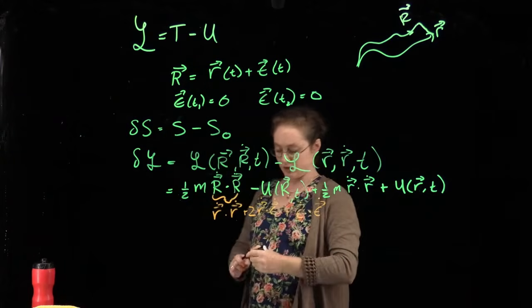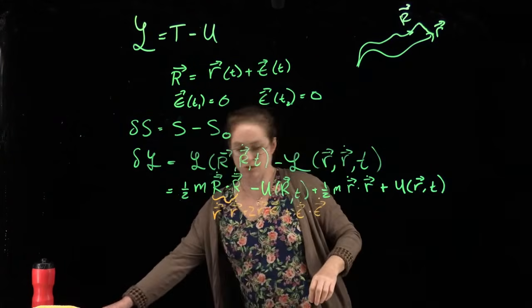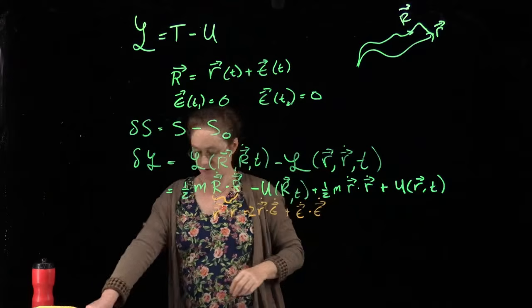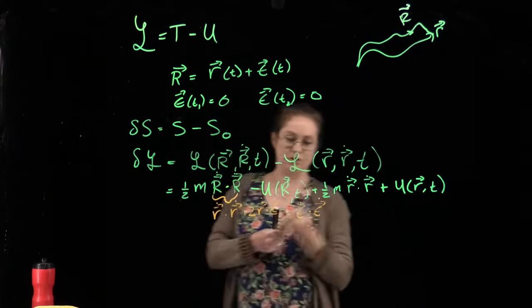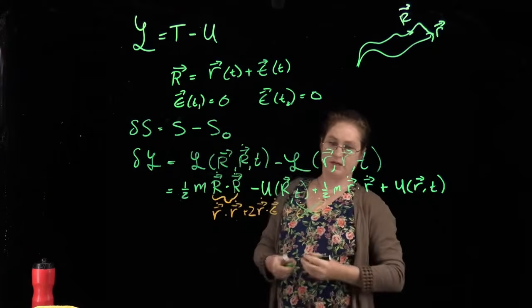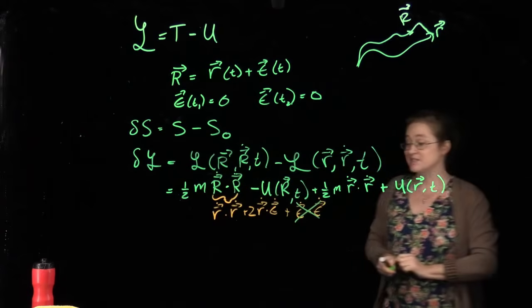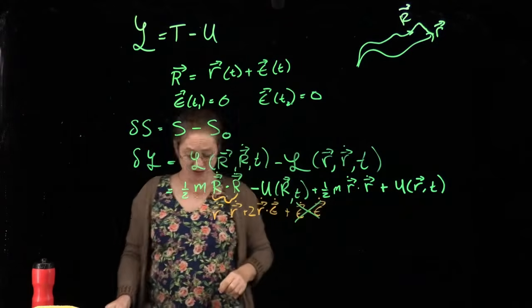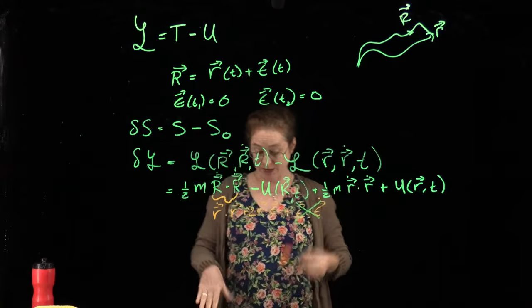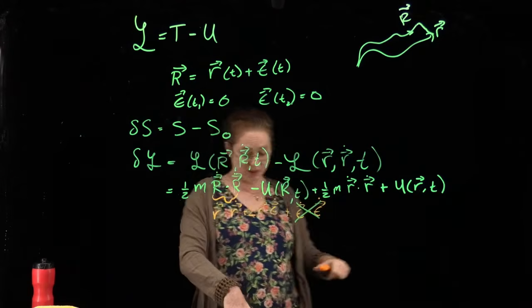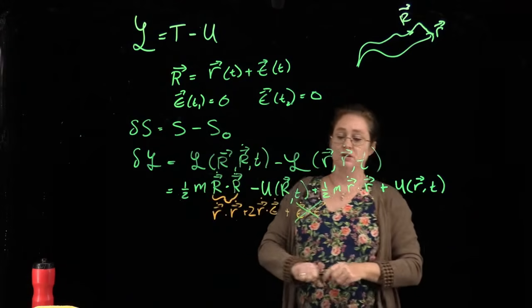So we are going to drop this term because this term is of order epsilon squared. So it is a very small change, or epsilon dot squared. So we are assuming that this is negligible.